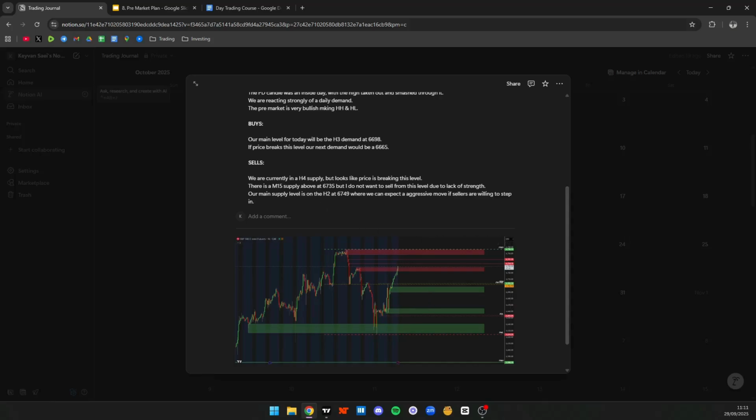So for sells, we are currently in this H4 supply, but it looks like price is breaking this level. There is an M15 supply above at 6735, which is the one I marked with the lines, but I do not want to sell from this level due to a lack of strength.